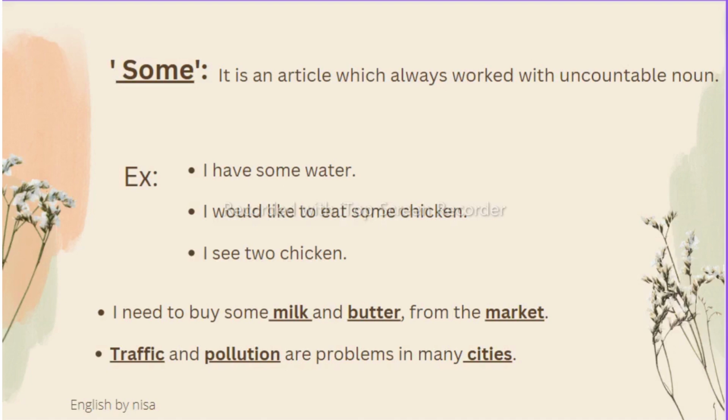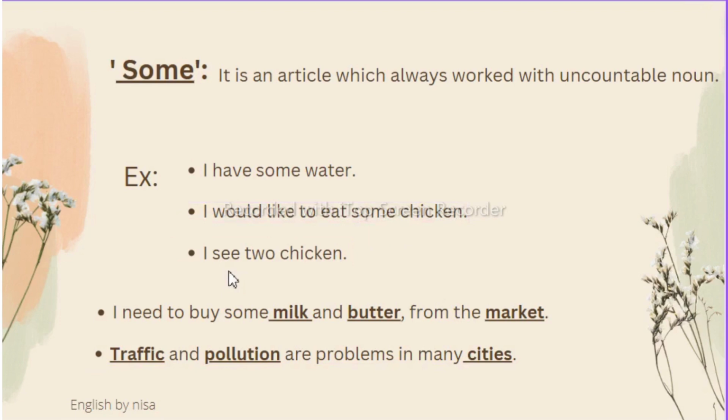Now let us see some. It is an article which always works with uncountable nouns. For example: I have some water. I would like to eat some chicken. Here we cannot count water or chicken, so that's why we are using the word some here, which is acting as an article that always works with uncountable nouns.